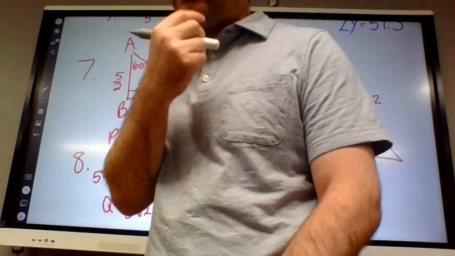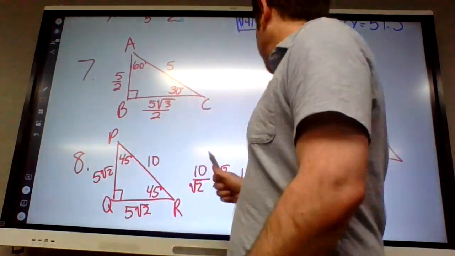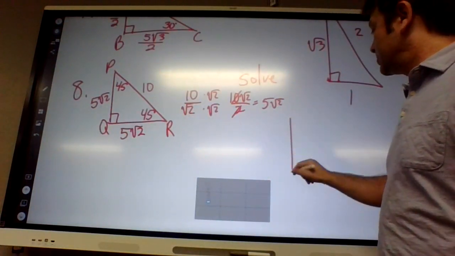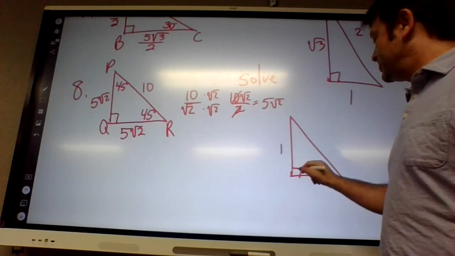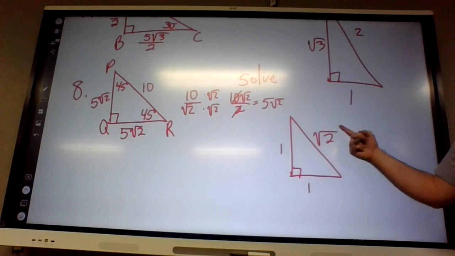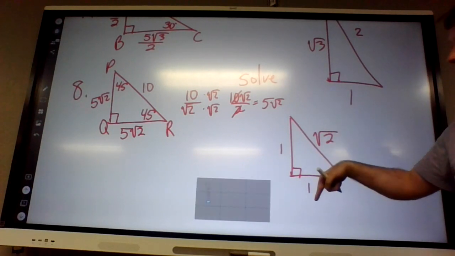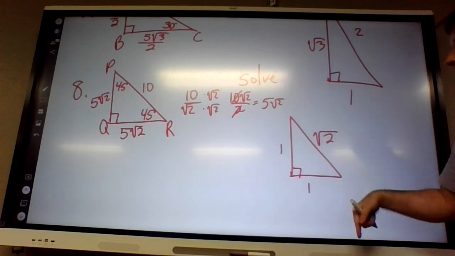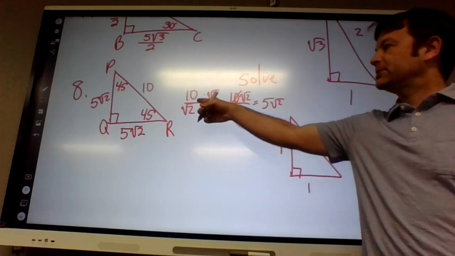What are the things with 45s? They're 1, 1, and square root of 2. Yes. So the legs are twins, and the hypotenuse is square root of 2 times bigger. So if you want to go from the hypotenuse down to the leg, you have to divide by square root of 2, which is what's happening right here.